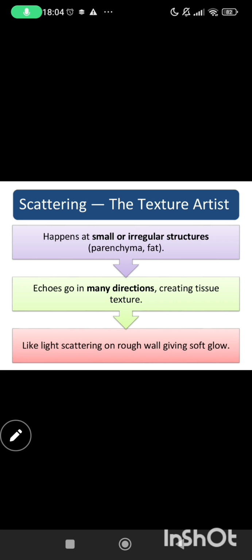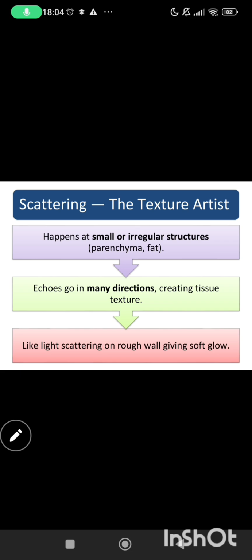Alright, mechanism of attenuation. There are three basic ones: absorption, reflection, and scattering. Absorption is the main cause. It converts into heat. It's basically sound energy; the molecules vibrate and it turns into heat, which is thermal energy.